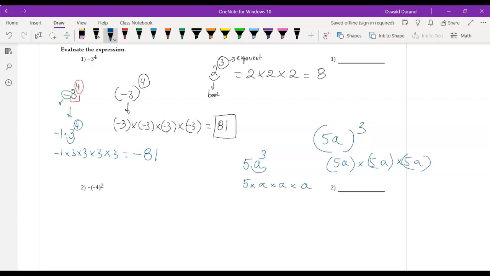So let's move on. Here, the answer would be negative 81, because it's negative 3 to the power of 4, and only the 3 is to the power of 4. We just did it here, so we have it right.